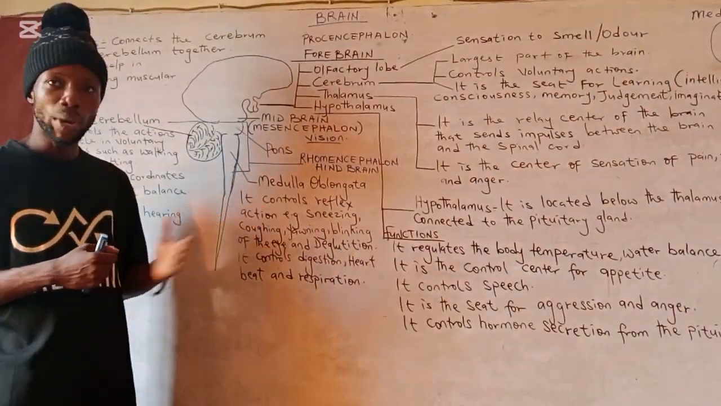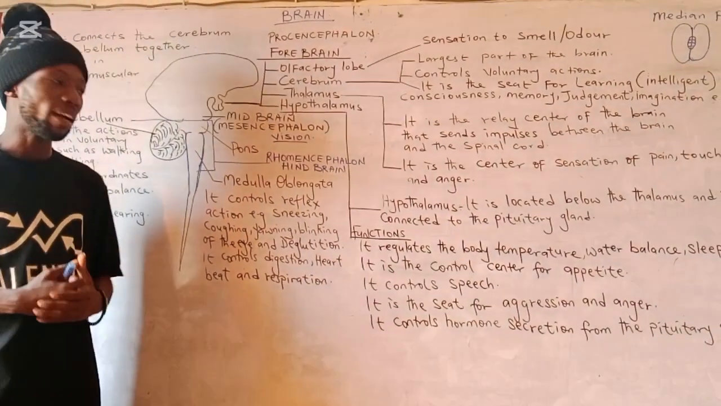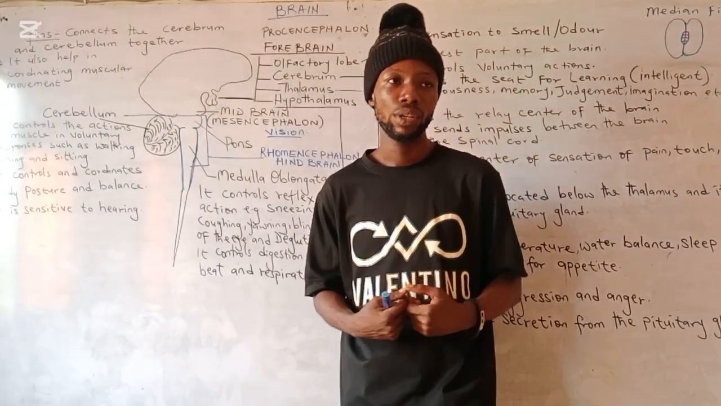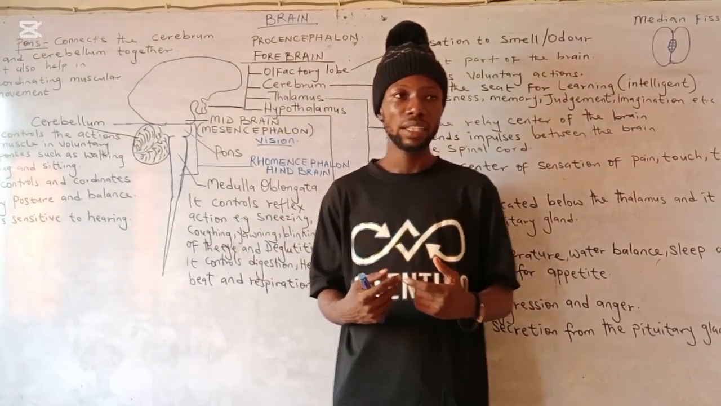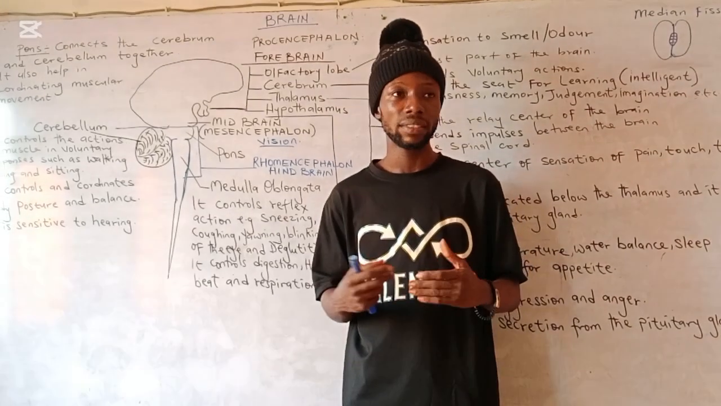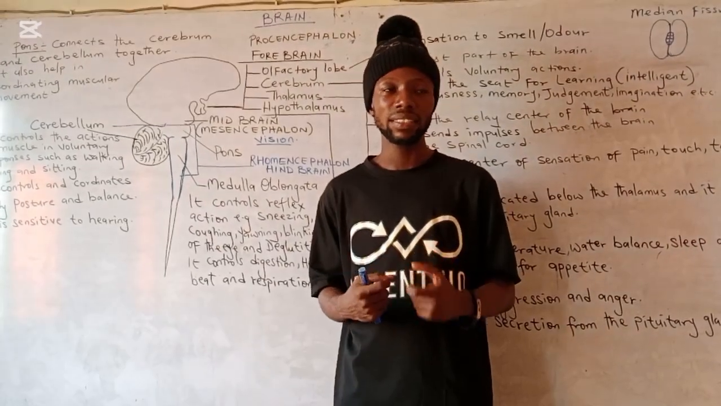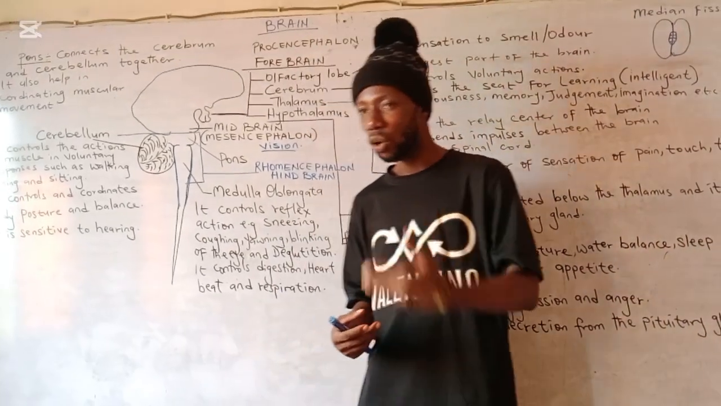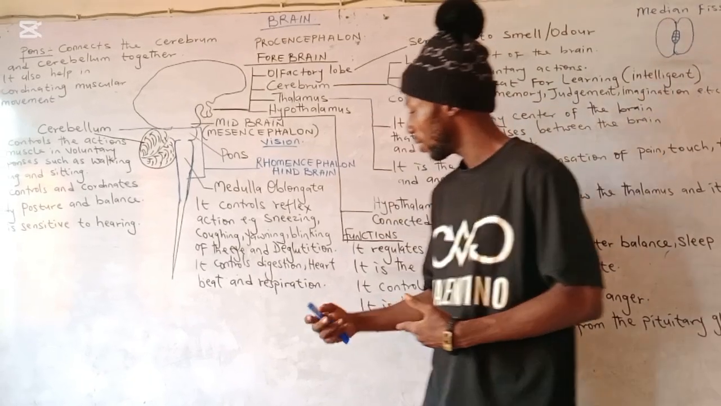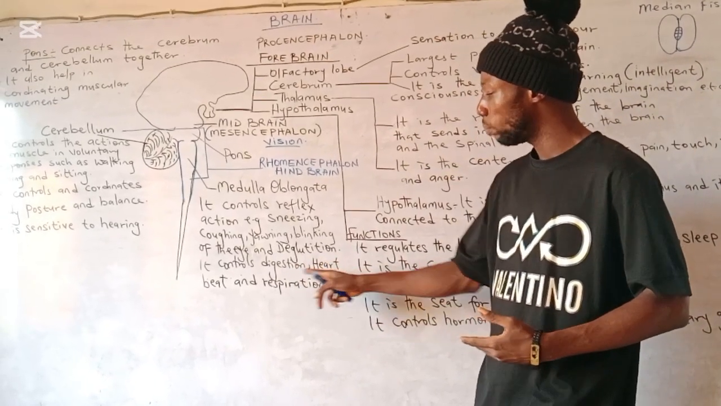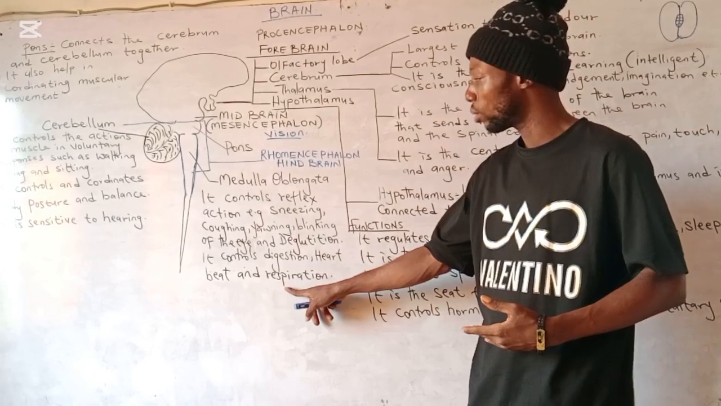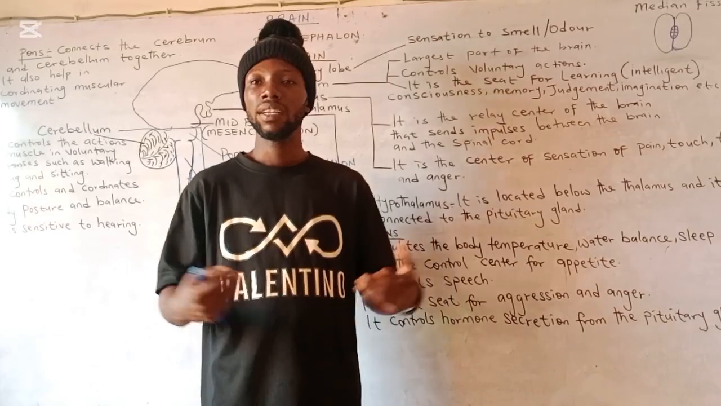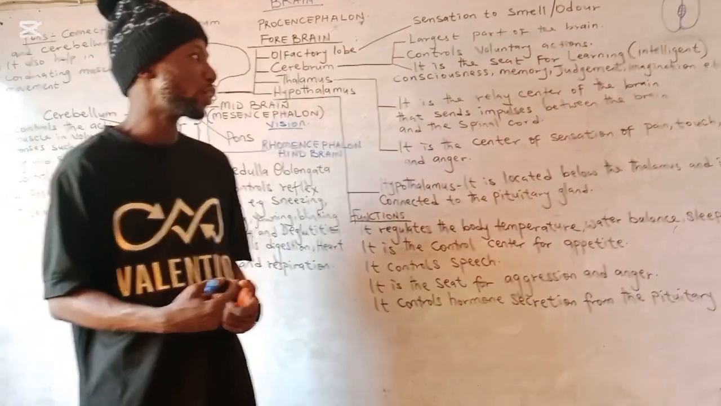The next on the whiteboard is the medulla oblongata. The medulla oblongata, as we know, controls reflex actions. Reflex actions are those actions we cannot start or stop by ourselves. They are known as involuntary actions. Examples are sneezing, coughing, blinking of the eye, digestion of food, heartbeat, and breathing, that is respiration. All these are actions we cannot control by ourselves. They are known as reflex actions.